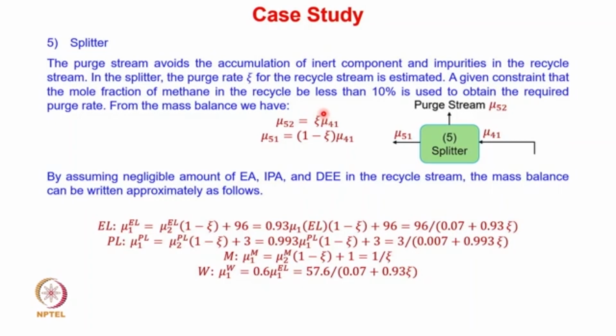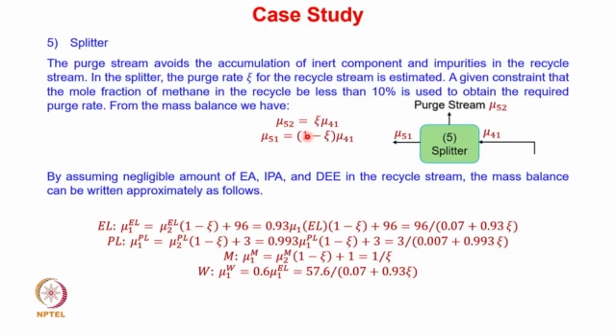So in this case, the purge rate is given by zeta. You can see that mu 52, which is nothing but the stream coming out from the splitter, will be given as zeta into mu 41. So zeta here is nothing but the purge rate. So mu 52 is the molar flow rate of the purge stream, given as zeta into mu 41, whereas the recycle stream is mu 51, which is given as 1 minus zeta. Whatever is remaining, 1 minus zeta into mu 41, will be recycled back. Now you can see that this zeta value is unknown, and we can calculate this zeta value by using trial and error.